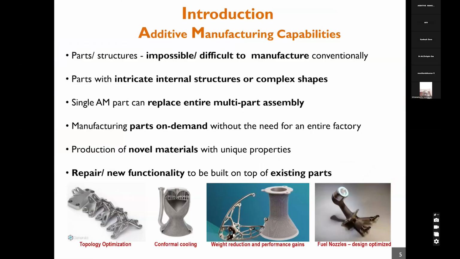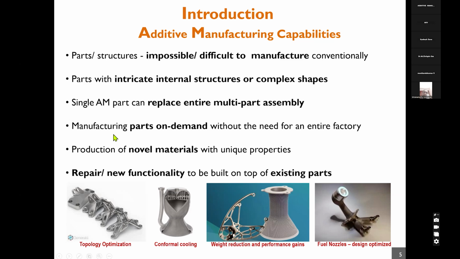So coming to the capabilities of the additive manufacturing process, we can manufacture parts or structures that are normally impossible or difficult to manufacture through conventional manufacturing processes. Parts with intricate internal structures or complex shapes can easily be manufactured. And we can replace an entire multi-part assembly with a single AM part. I'll touch upon one of my case studies on this.